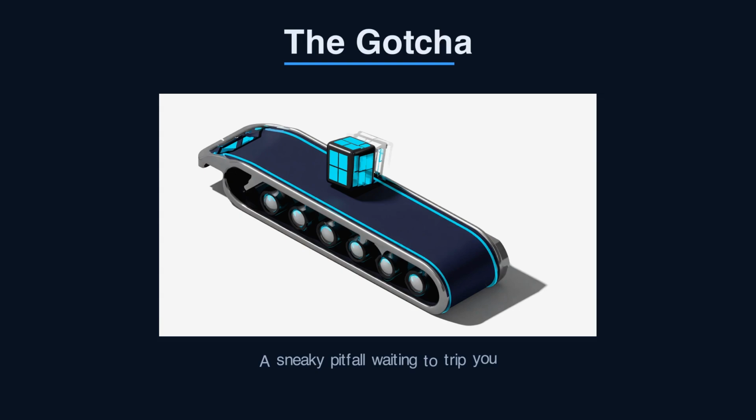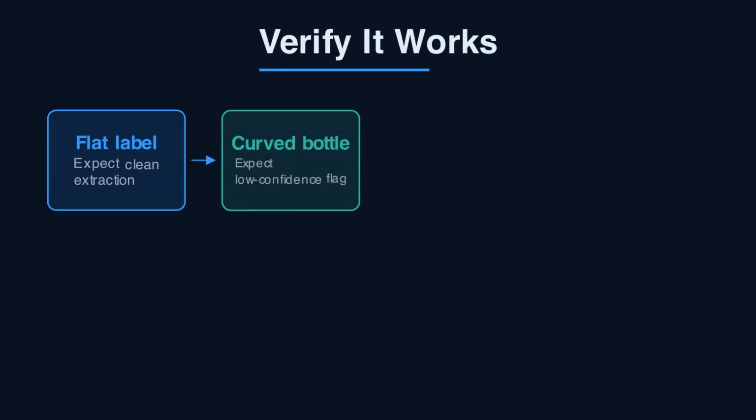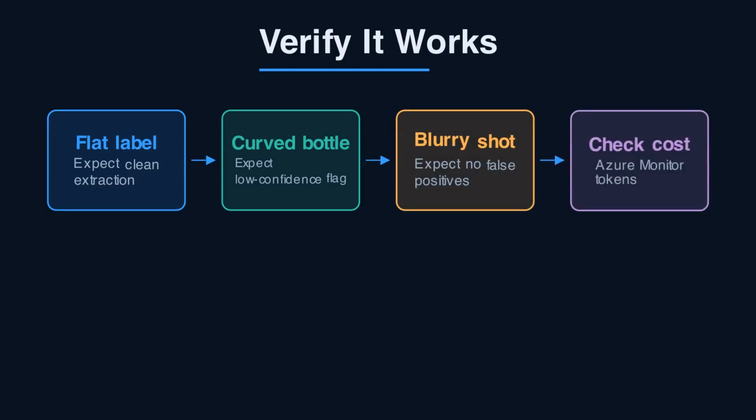Feed the model the confidence scores too. Tell it to skip unreadable fragments rather than guess. Test with three photo types: a clean flat label, a curved bottle, and a blurry shot. Check that the curved case returns a low confidence warning, not false positives. Confirm the JSON schema validates on every run.